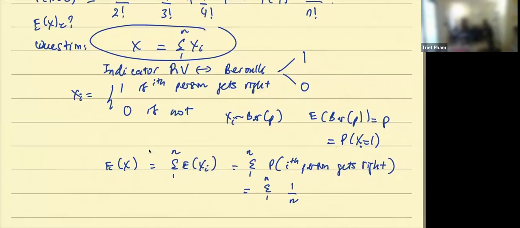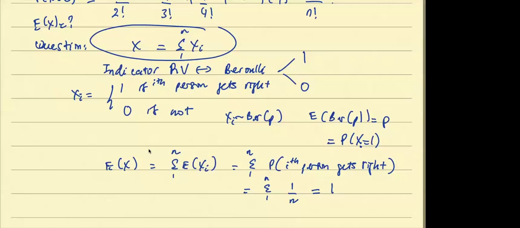1 over n, right? So the answer is 1. All right. Any question about this? I know the last equality sign, it's the sum of the expectations of the xi's, right? Technically, it's equal to the sum of 1 times the probability the ith person gets the right hat plus 0 times the probability the ith person does not get the right hat, right?